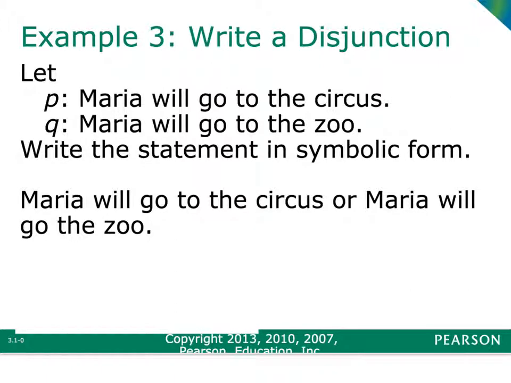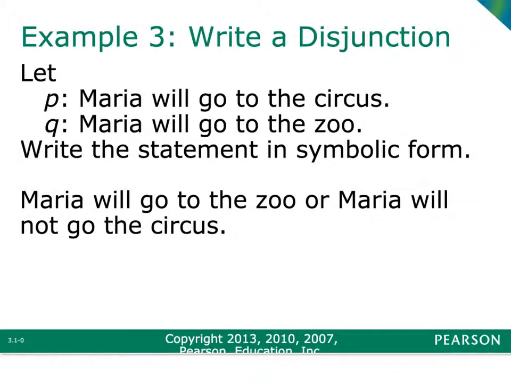Okay, so for example, P represents Maria goes to the circus, Q represents Maria goes to the zoo. Write a statement in symbolic form. Maria will go to the circus or Maria will go to the zoo. Well, Maria goes to the circus is P, or is the V, and Maria will go to the zoo is Q. So it'd just be P or Q.